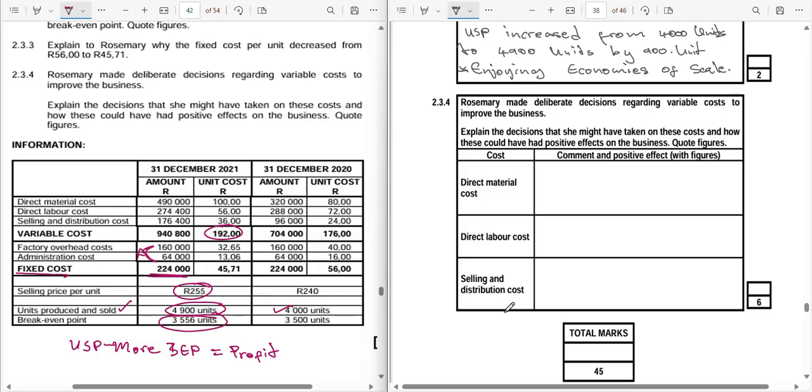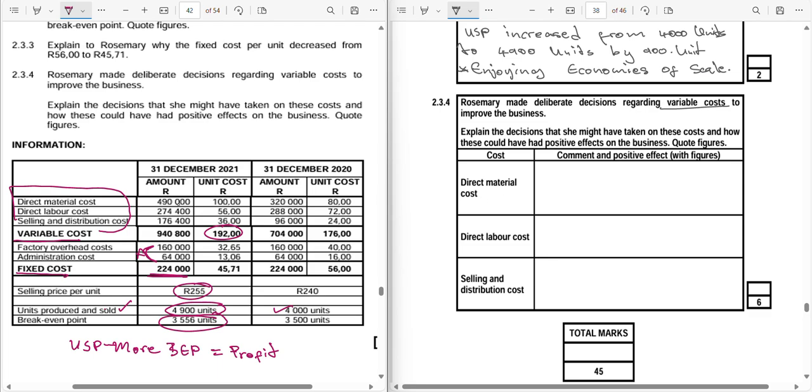They are saying Rosemary made a deliberate decision regarding variable cost to improve the business. When they talk about variable cost, you don't have to panic. These are the variable costs here, as I was telling you. An increase in direct material is bad for the business. Also, an increase in labor is bad. You must give solutions for that. For labor, I must make sure I pay according to the number of units produced. So now they want us to comment on the positive effect with figures.